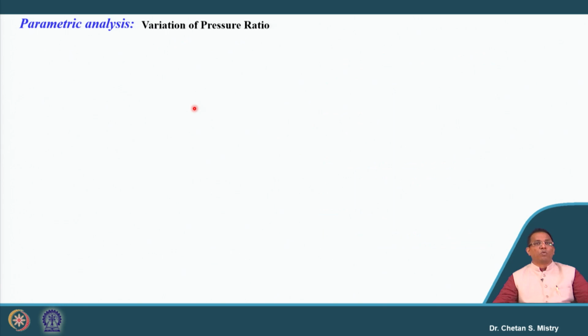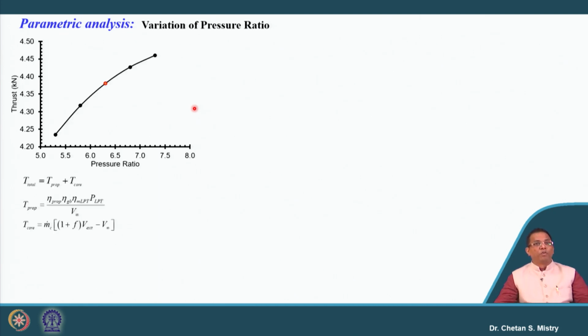So let's look at them one by one. Let's take the very first parameter, pressure ratio. Let me put the plot here. This represents pressure ratio versus thrust. This is our design point, and if we look carefully, with the increase of pressure ratio, our thrust is increasing.